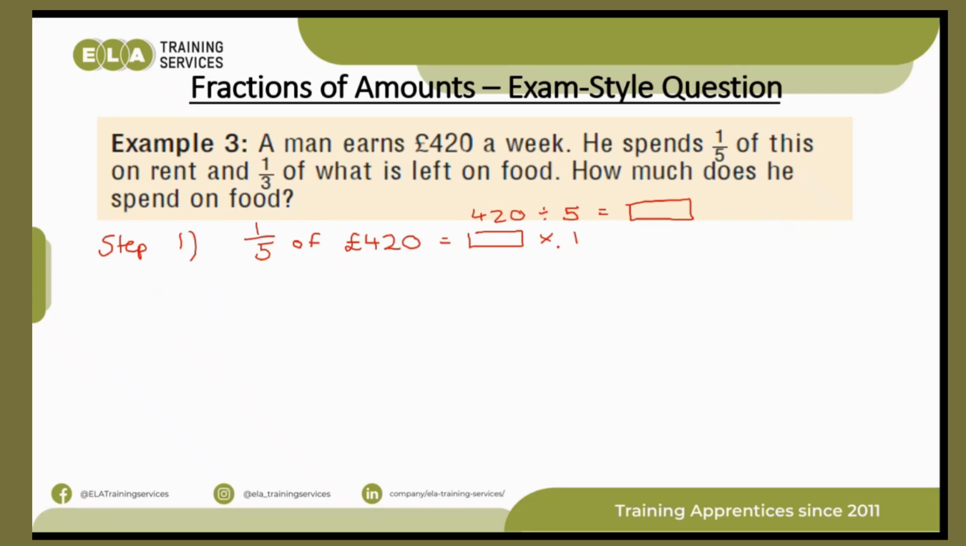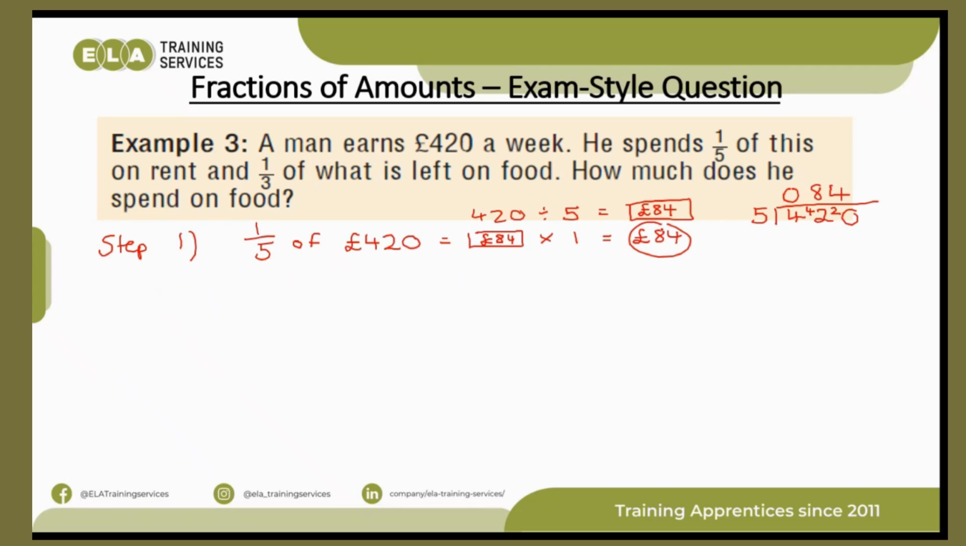So to do that, 420 divided by 5, I would put it into bus stop. So 5 on the outside, 420. How many 5s into 4? We can't do, so we carry the 4. How many 5s into 42? So 5, 10, 15, 20, 25, 30, 35, 40 is 8, with 2 left over. How many 5s into 20? And we're left with 4. So our answer is £84. So 84 times by 1, and we're left with 84.